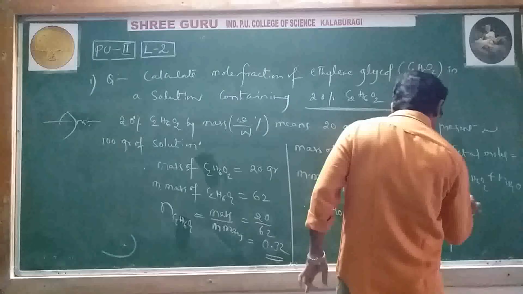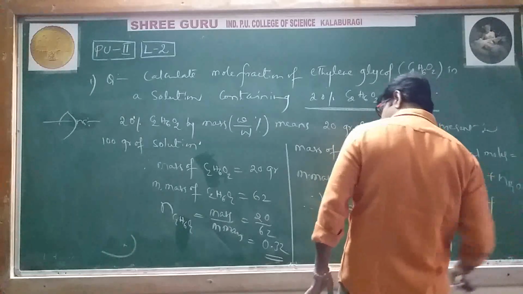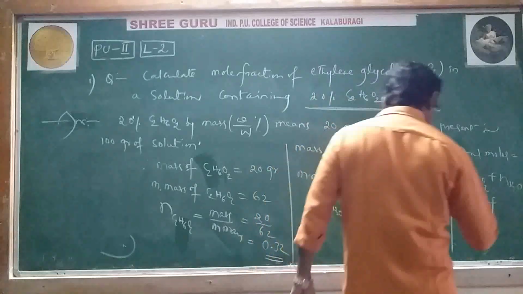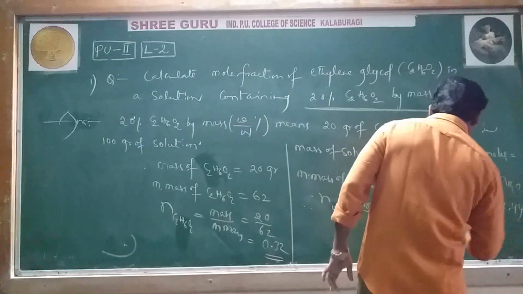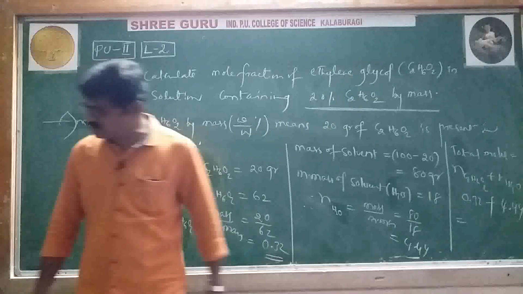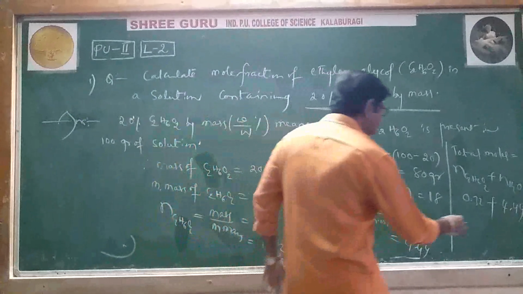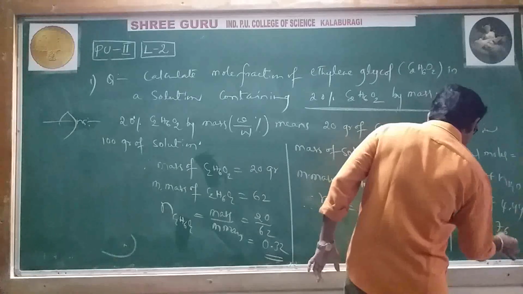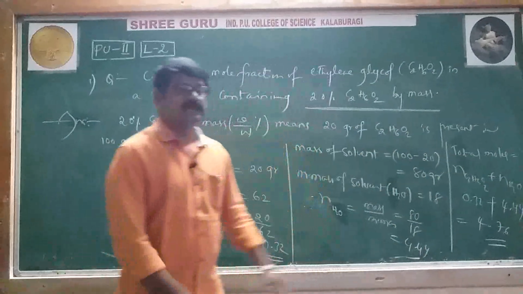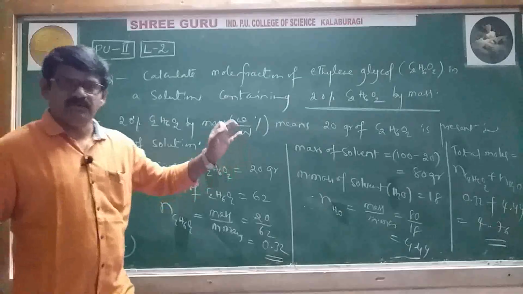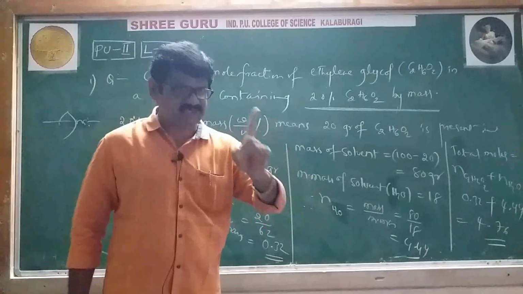Ethylene glycol is 0.32 plus 4.44. Again, if you add both the moles, you will get 4.76. 4.76 total moles. Still, we have not started the actual solution.